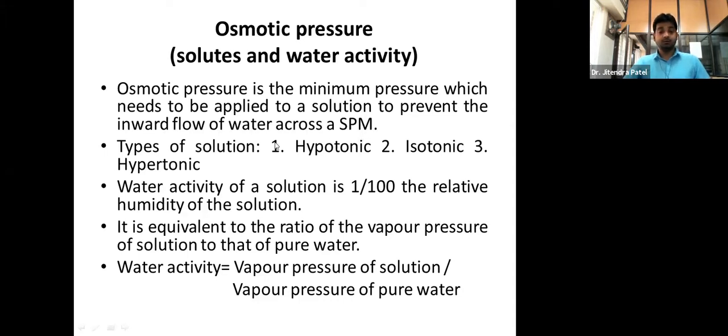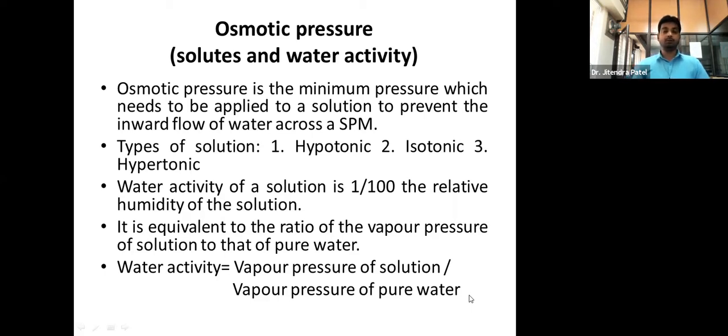So here, what do you call the types of solution? There are three types of solution: hypotonic, isotonic, and hypertonic. You might have discussed this, right? Hypo means low, iso means neutral, and hyper means more. So the water activity of a solution is 1/100 of the relative humidity of the solution, that we know. It is equivalent to the ratio of the vapor pressure of the solution to that of pure water, right? So if you want to determine water activity, here we can see it is the vapor pressure of the solution divided by the vapor pressure of pure water.